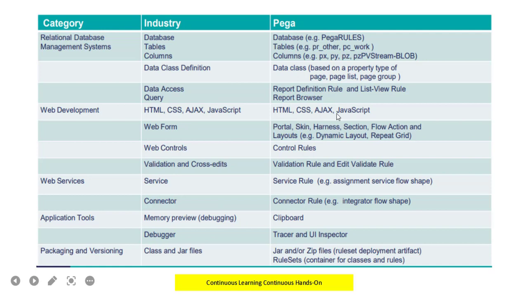Portal, skin rules, report definitions to retrieve the data, data classes to reuse the particular data, case management, validations to validate, services and integrations to connect to the external applications and process your business. And we have debugging tools: clipboard, live UI, tracer, PAL. All these are the common terminologies compared with the normal industry terminologies. This is how Pega has differentiated, and we also know about that. These are all the common industry terms we have discussed now.